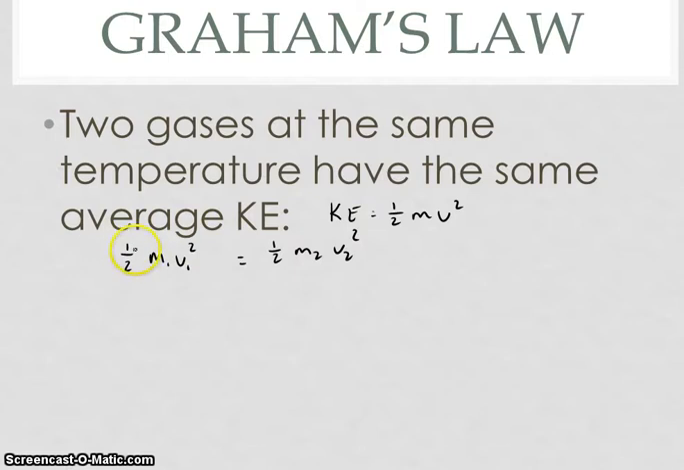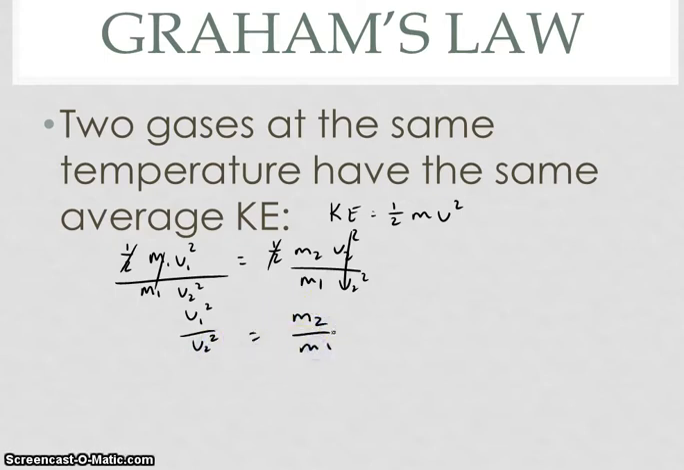Now the first thing that will happen is the 1/2s will cancel out. And then we want to isolate the velocities on one side of the equation and the molar masses on the other side of the equation. So what we're going to do is divide both sides by v2 squared and divide both sides by m1. That's going to give us v1 squared over v2 squared equals m2 over m1.